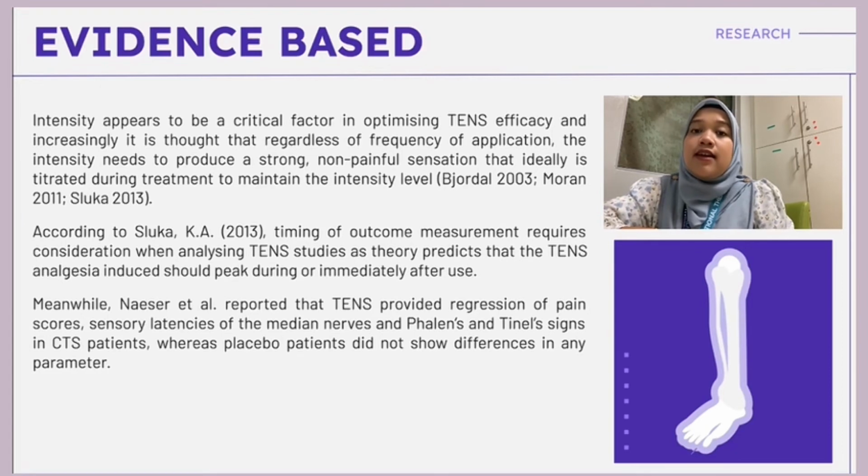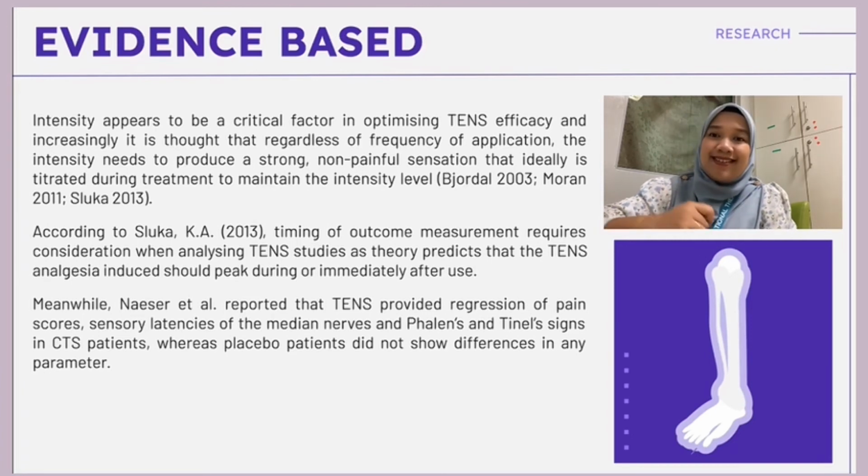Meanwhile, Nasser et al. reported that TENS provided regression of pain scores, sensory latency of median nerves, and Phalen and Tinel signs in CTS patients, whereas placebo patients did not show differences in any parameter.